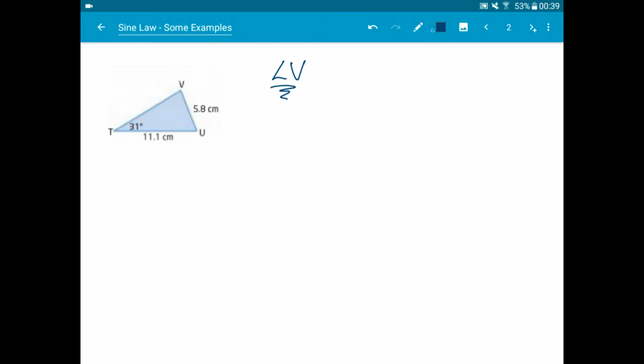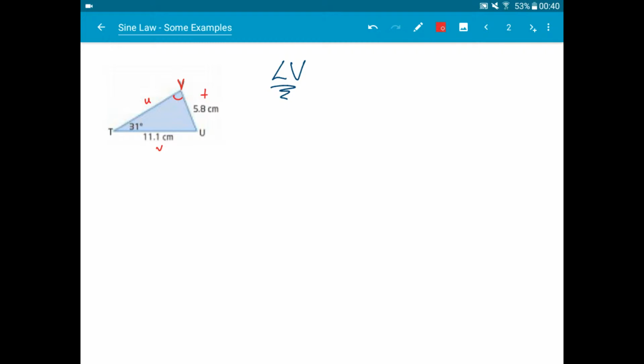Okay, so what I'm going to do is go ahead and label my triangle. So this is angle V, so this is little v. Big U, little u. Big T, little t. And it's important you label them because that's how we use sine law, right?